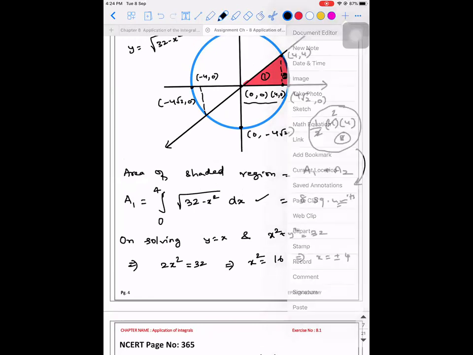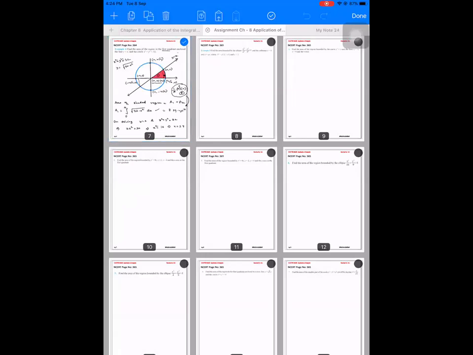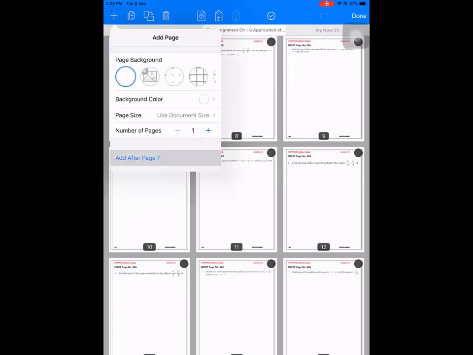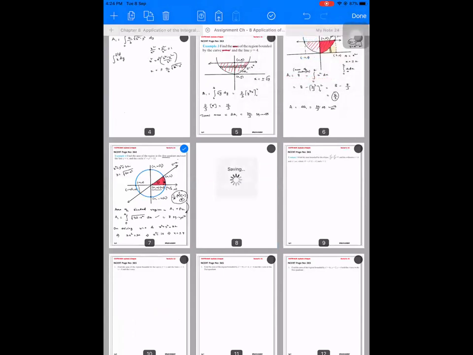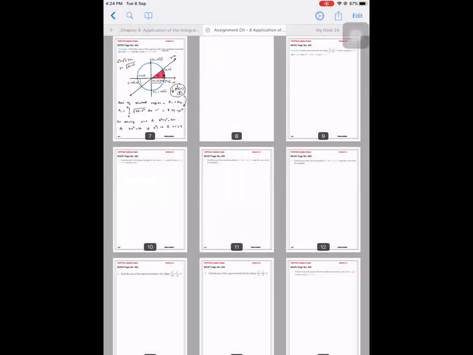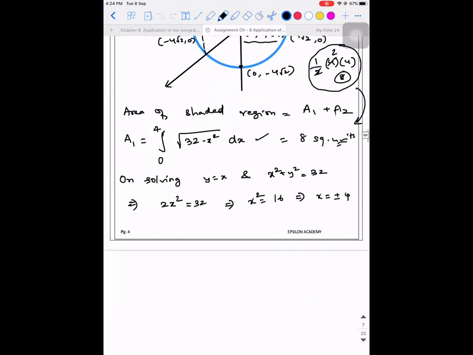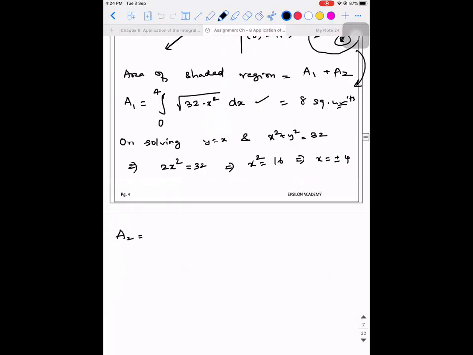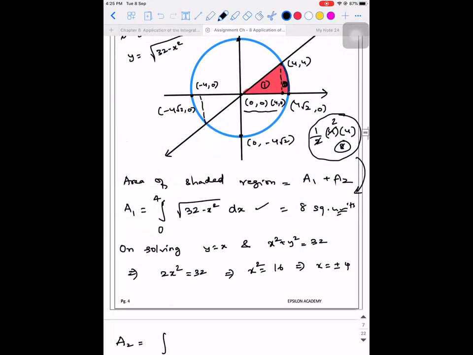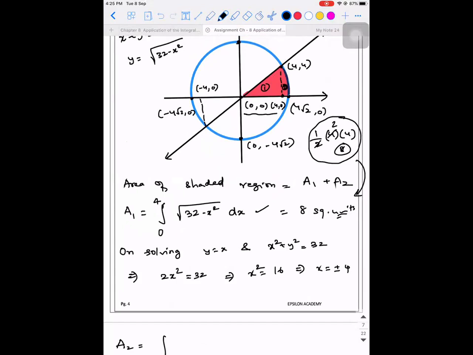Okay. Next is how to find A2. Tell me. A2 is integral of, see, 1 minute, I'm sorry. There is a mistake in A1. There is a very big mistake in A1. The function is not root of 32 minus x square.